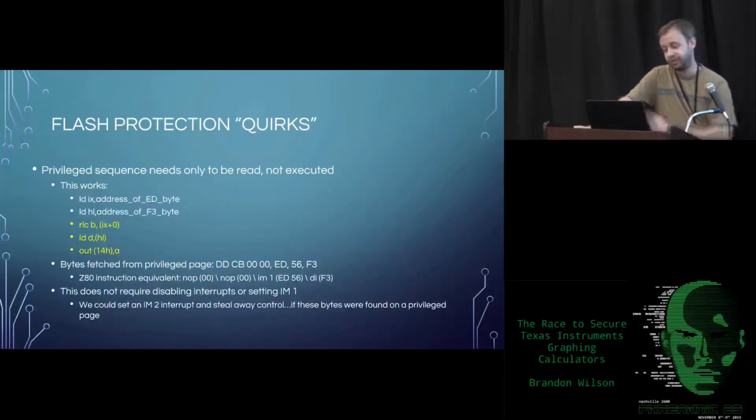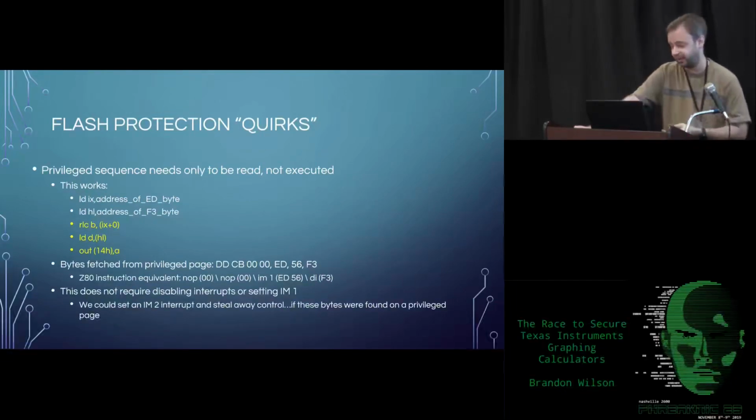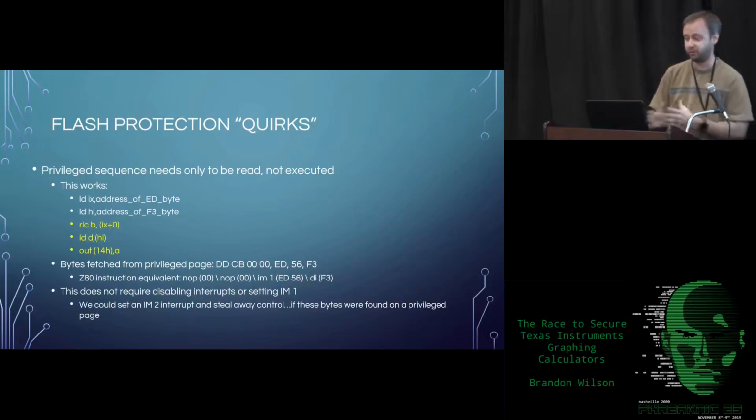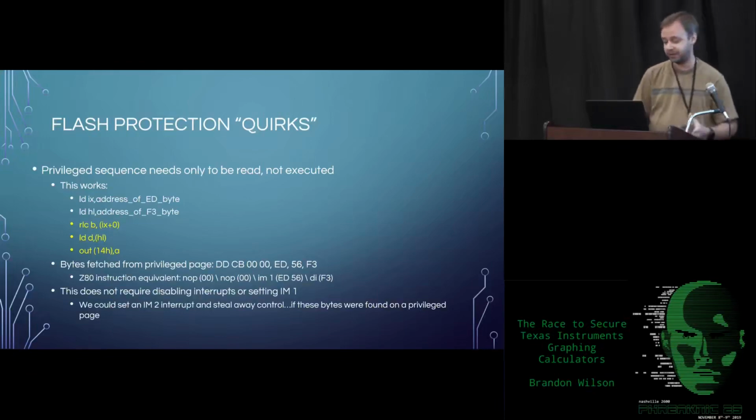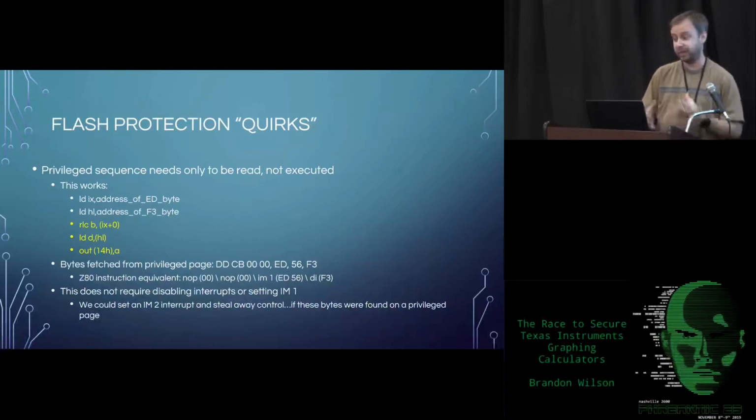Well, this is where the hardware is interesting. We learned through experimentation that the privileged sequence of instructions only needs to be read from the privileged page. It doesn't necessarily have to be executed from that page. So that requires thinking about what actually happens on the data bus when instructions are being executed by the processor. So when it goes to execute the RLC, which is the rotate left with carry instruction, the first yellow one, it first has to read the bytes or the opcodes that make up that instruction.